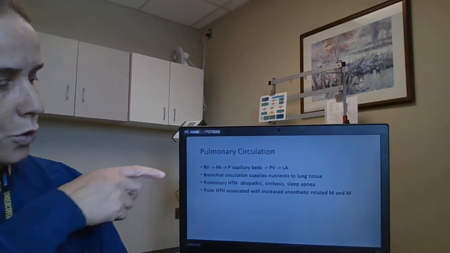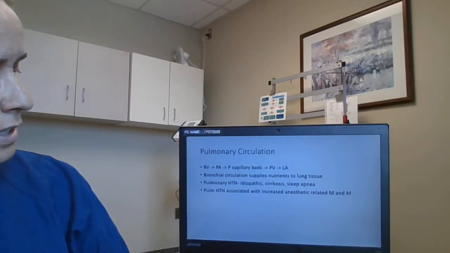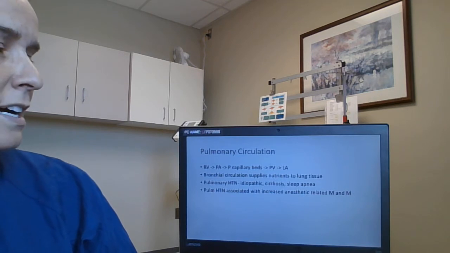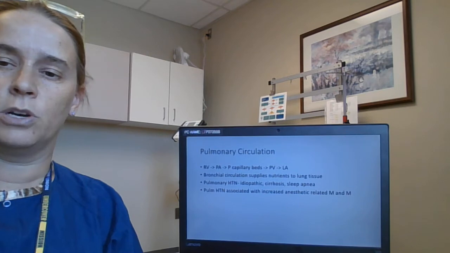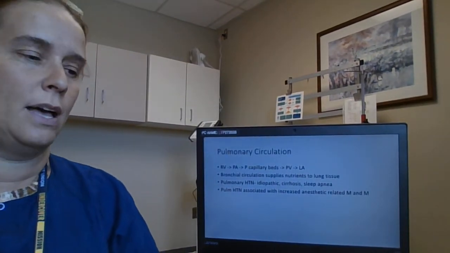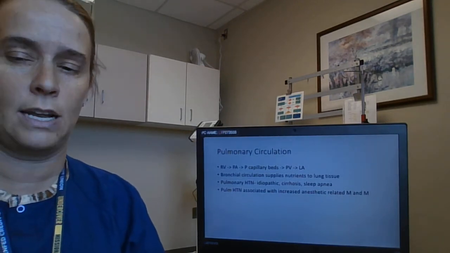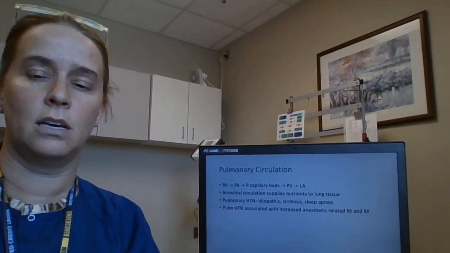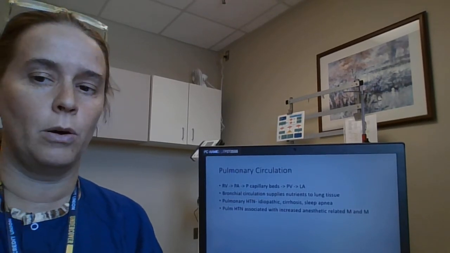I've kind of written a little pathway there of how the RV, right ventricle, pulmonary artery, pulmonary capillary beds, pulmonary veins, and back to the left atrium is the route that the pulmonary circulation takes in the body. And this should be review. There's a small fraction of that blood that goes, it's called bronchial circulation. It actually feeds the lung tissue. But this is sort of what we're talking about, pulmonary circulation.